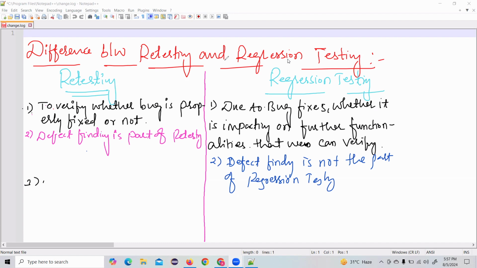But under regression, what can we check? So how can we write? Tell me. How can we write? Frame the sentences.